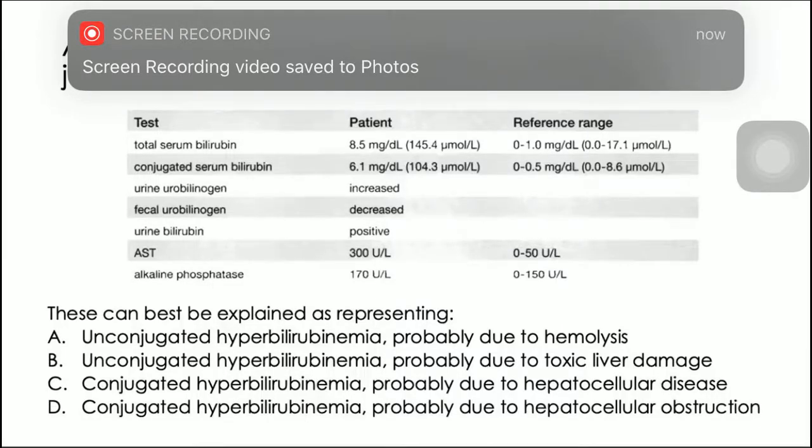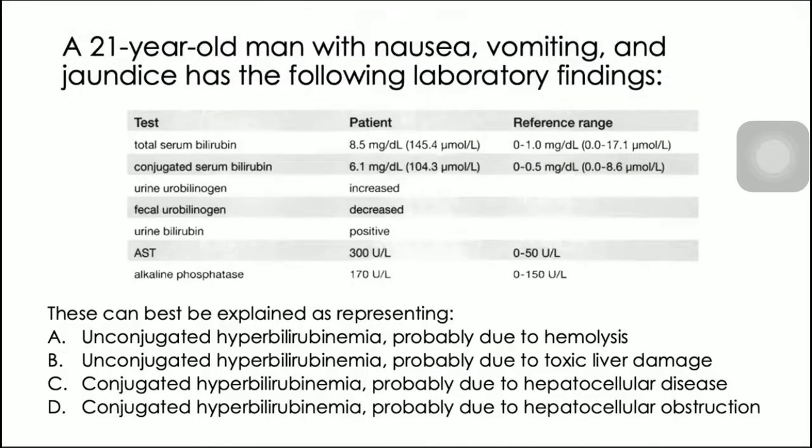So in this question naman po, as what we can see, mataas nga po ang level ng total serum bilirubin. And then, mataas po yung level ng conjugated serum bilirubin of 6.1 here. Tapos, positive nga po for urine bilirubin. So there is increase in your B2 or your conjugated bilirubin. No? Tapos there is an increase in AST and also an increase nga po in your alkaline phosphatase.